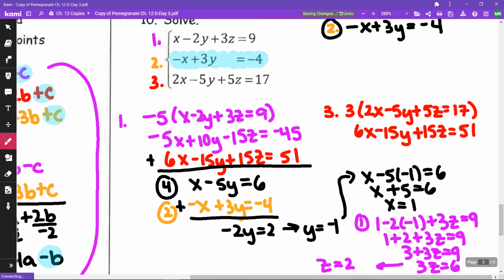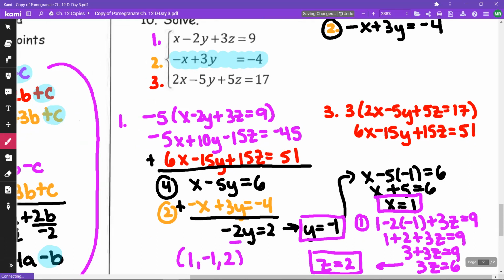So I had that my y was negative 1, my x was 1, and now my z is 2. So the point is going to be (1, -1, 2).